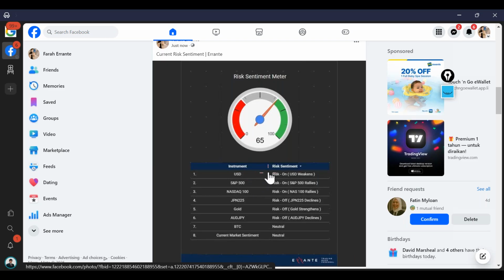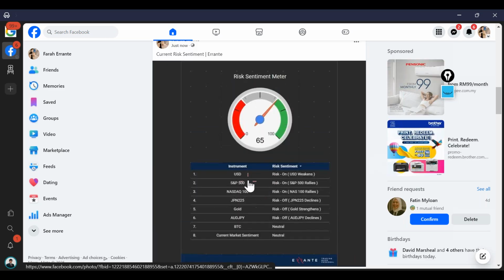Now, what is this? It is your risk sentiment meter. In that you can understand everything. For example, USD: what was the risk sentiment of the USD today? It was in the risk on scenario, which means USD weakens. The S&P 500 was in a risk on scenario, and what happened? It rallied. In the same way, BTC was neutral.